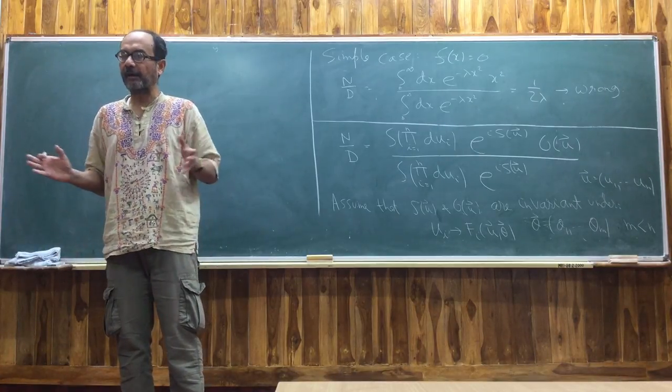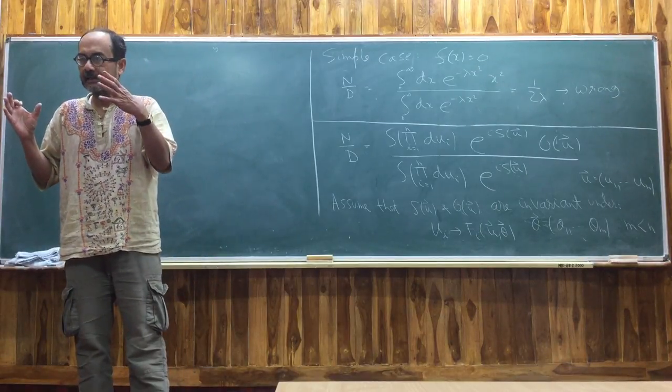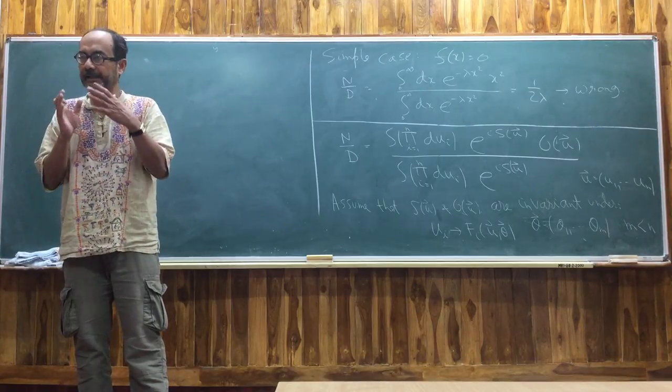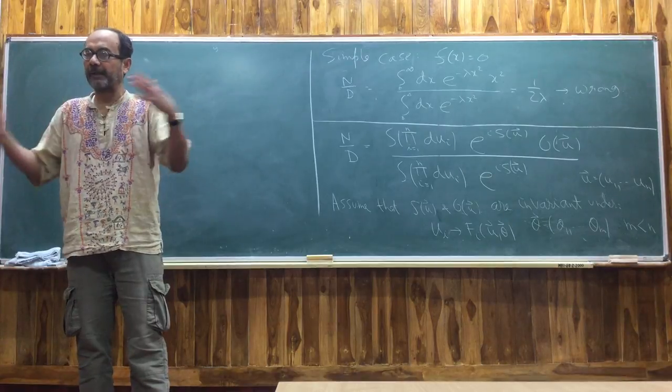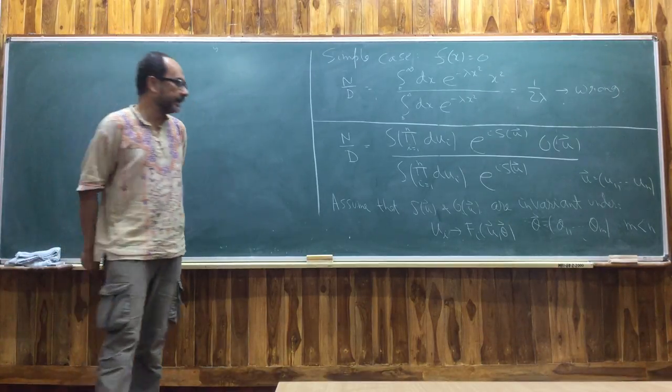Generically, for example, if you have an abelian gauge theory, then there are four gauge fields and one gauge transformation parameter. So small n will be four times the number of lattice points, and small m will be one times the number of lattice points, because there is only one gauge transformation parameter. So this is the generic situation.